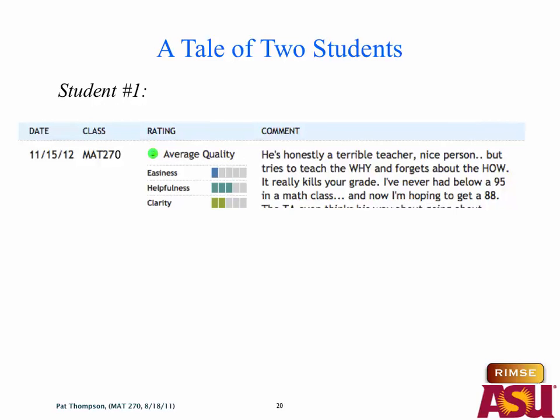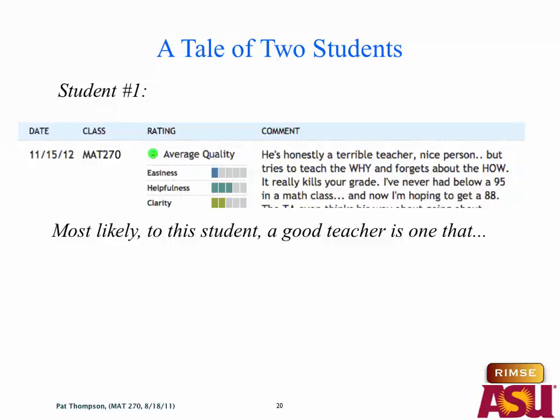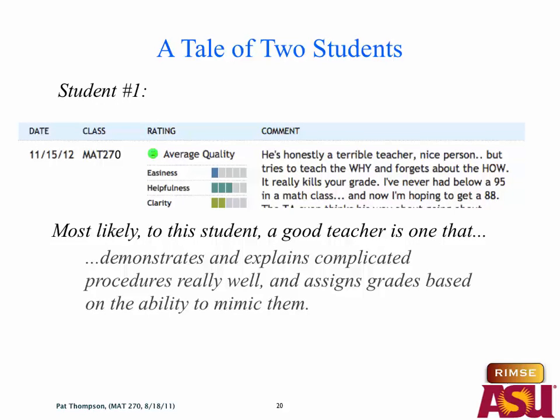So what's really going on here? My belief is this student came to class with a set of expectations about what a good teacher is. And what was that set of expectations? This is my belief, reading this: a good teacher demonstrates and explains complicated procedures really well, and then assigns grades based on the ability to mimic them. That's what I read here. And I might be wrong, but that's what I'm seeing. The student had rock-solid expectations, and I was unsuccessful in changing those expectations. And so, toward the end of the class, this is where he landed.